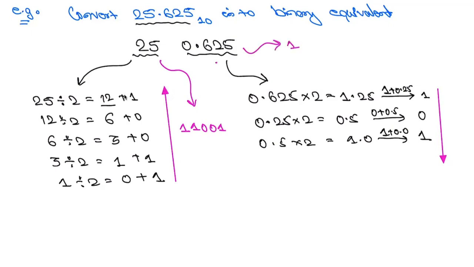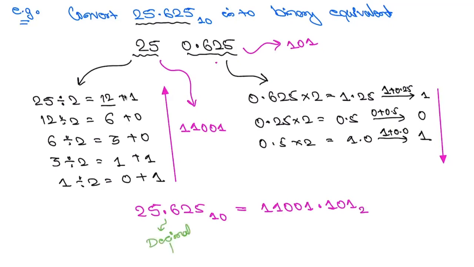101, so add it, so 25.625 in decimal system is equal to 11001.101 in binary. Not decimal point, it is the binary point. समझ रहे हो ना? This point is what? Decimal point, जो normally बोलते हैं. But this is our binary point, right? MSD, LSD, you can write. हो गया यहाँ तक?